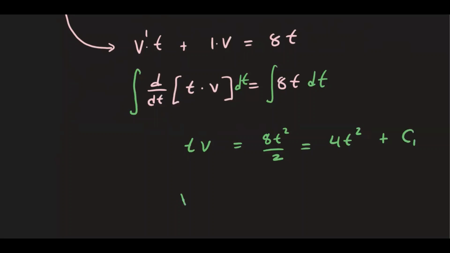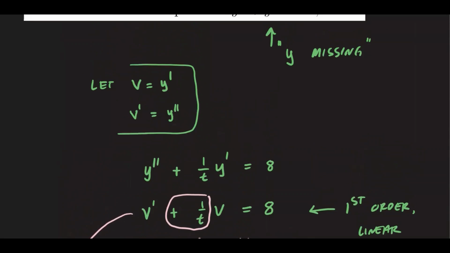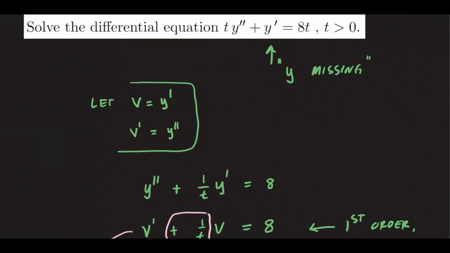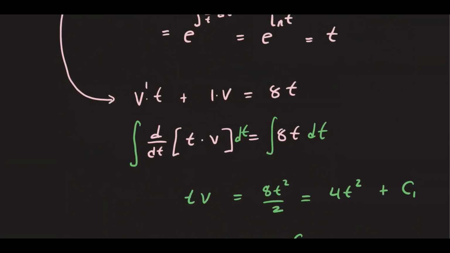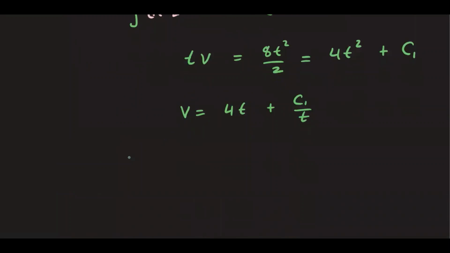So v is equal to, now if I divide both sides by t, I will have 4t plus c1 over t. And now I can bring back what v was. Well, v we said is going to be y prime. So now we can bring y into the picture. So replacing v with y prime, we have y prime is equal to 4t plus c1 over t.